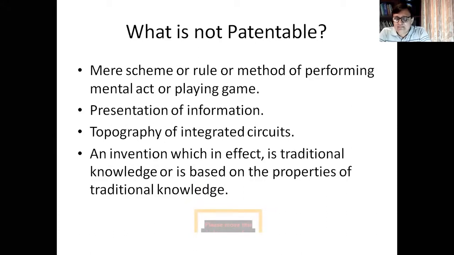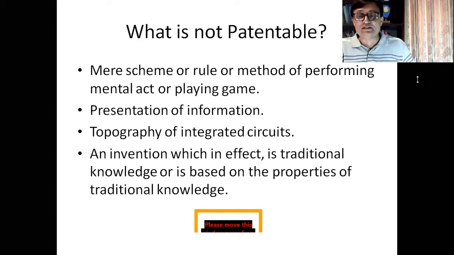Similarly, a mere scheme or rule or method of performing a mental act or playing a game is not patentable. Presentation of information is not covered under the Patent Act. Similarly, for the topography of integrated circuits we have a separate act, so it is covered under that. So here it is not patentable. So we will be using that accordingly for that purpose.